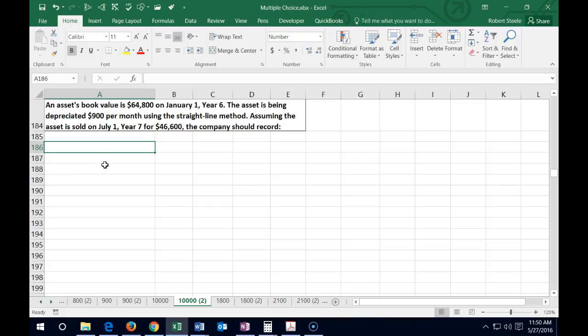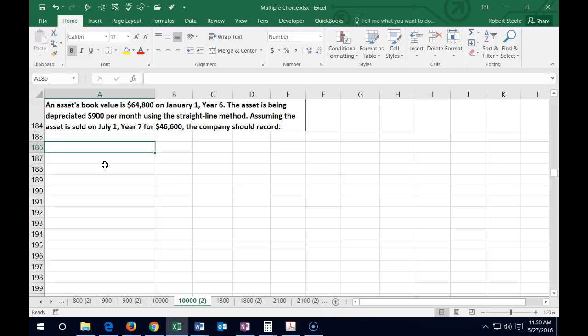And a multiple choice question could ask you for any piece of the journal entry. They could say, well, should this be debited or that be credited? I would write out the entire journal entry if possible. That'll help you reduce the likelihood of making mistakes by debiting when you should have credited and whatnot like that.